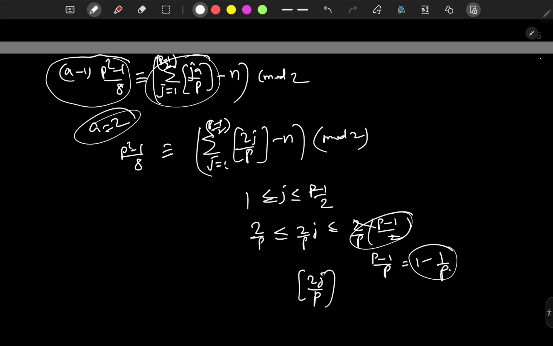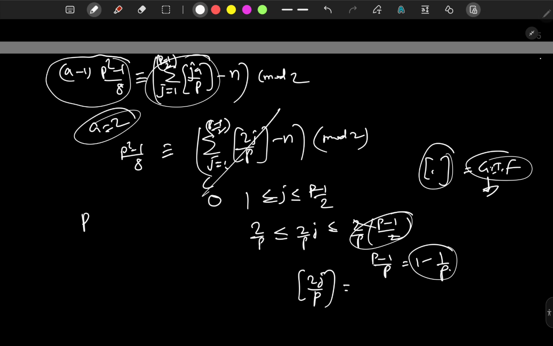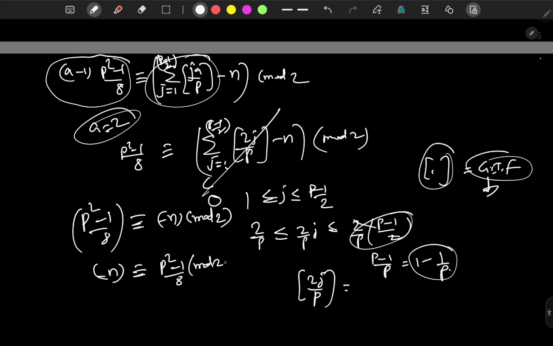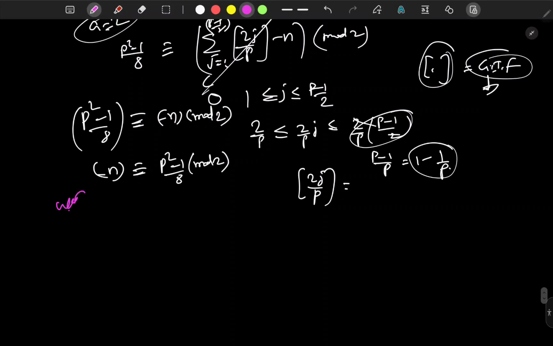This box is the greatest integer function, GIF. Not the graphical interchange format you see on social media; this is the greatest integer function. So if the value is less than 1, it becomes 0, and the whole sum becomes 0. So (p² - 1)/8 is congruent to minus n mod 2. Now how can you write this? Minus n is congruent to (p² - 1)/8 mod 2.